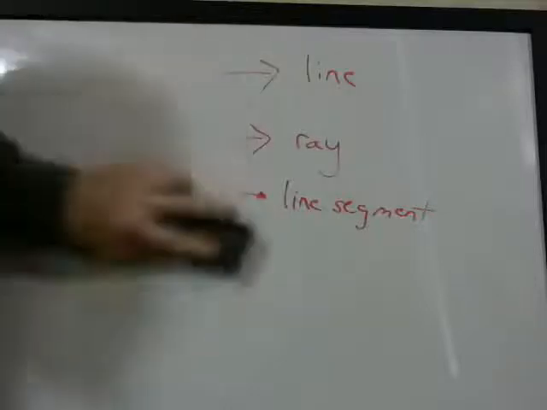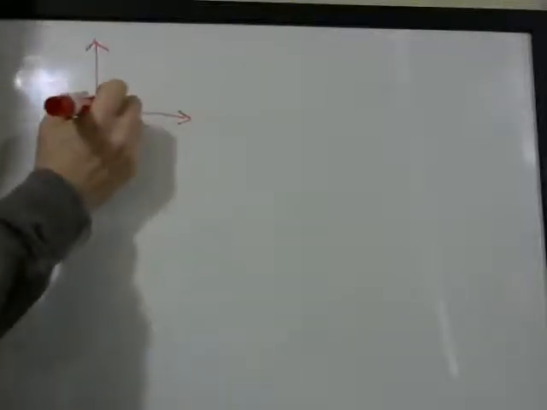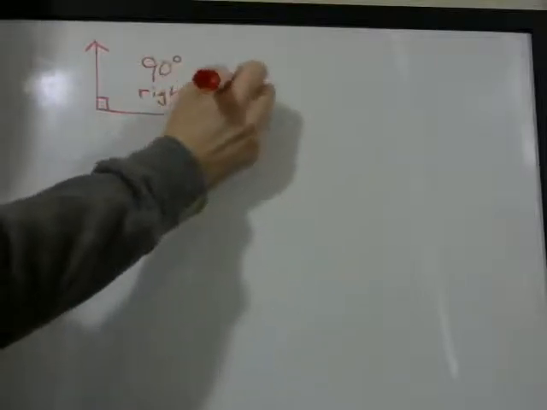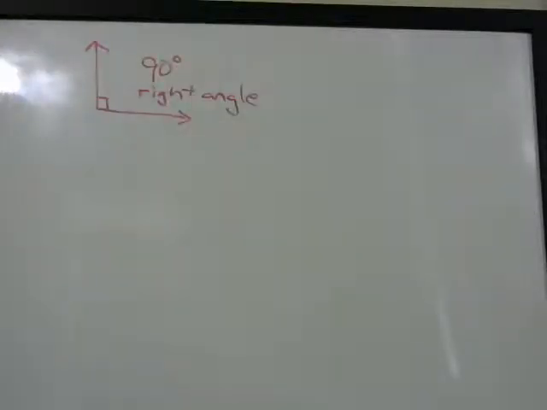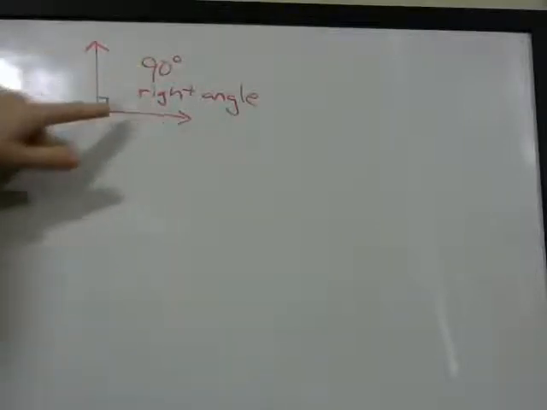When we get into angles, we have something called a right angle, usually denoted where there's a little box here. It's 90 degrees, and it's called a right angle. So it's like the floor and your wall. They form a right angle. They are perpendicular to each other. So 90 degrees is called a right angle.